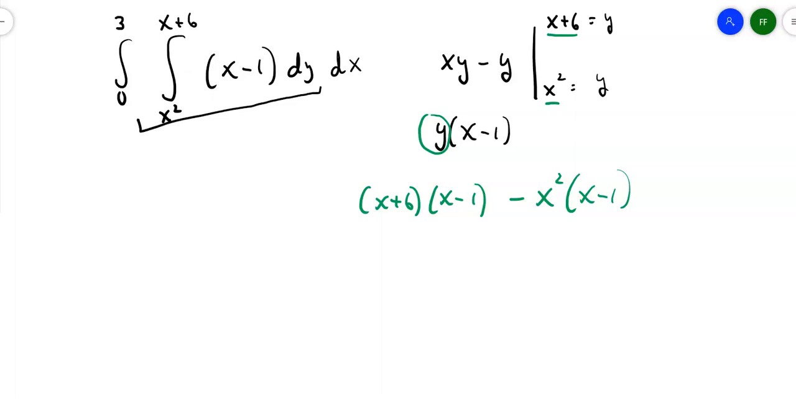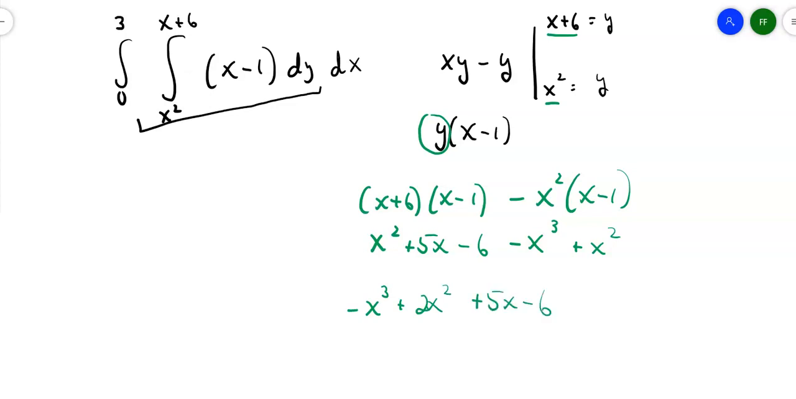All right. Yeah, I could factor out an x minus 1, but I don't know if that's going to help me all that much. I'll get an x squared minus x plus 6x gives me plus 5x minus 6 minus x to the third plus x squared. So what simplifies? I end up with a negative x to the third plus 2x squared and then plus 5x minus 6. Now comes the easy part.